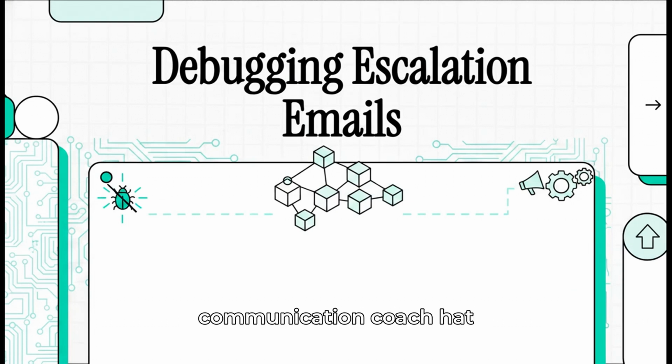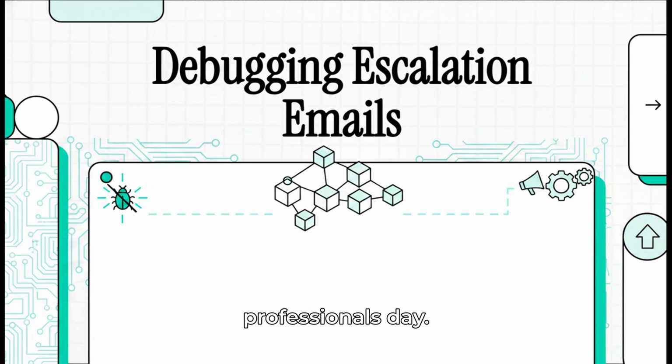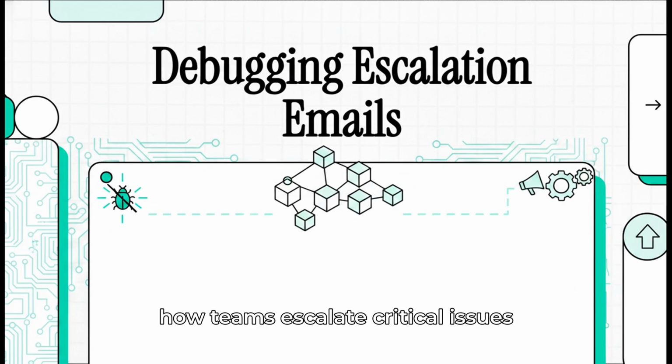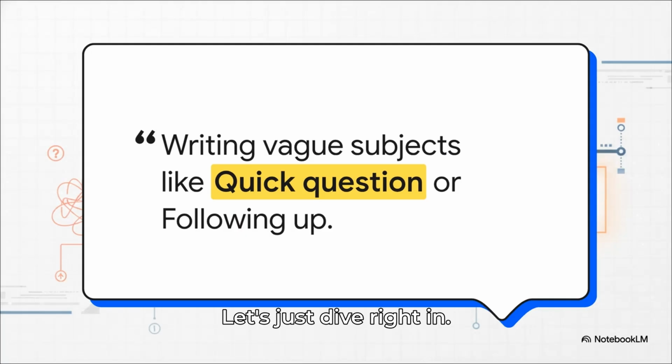Okay, today we're going to do something a little different. I'm putting on my communication coach hat to tackle one of the most high-stakes, sweat-inducing moments in any IT professional's day, and that is the escalation. We are going to literally debug how teams escalate critical issues, and we'll transform those panic-induced, vague emails into something that is instantly actionable. Let's just dive right in.